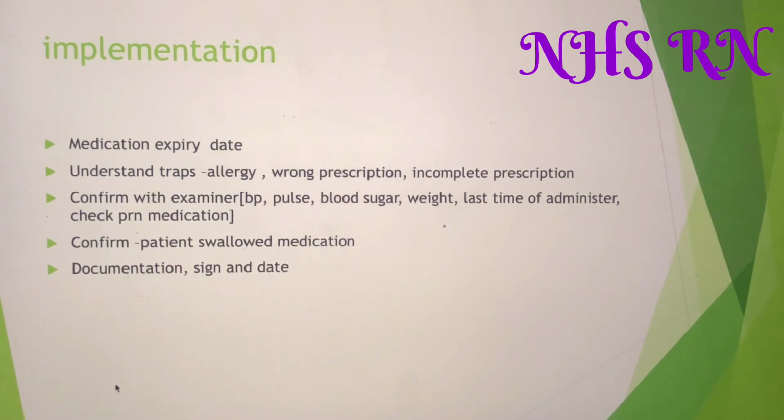The next one is, you can always confirm with your examiner the patient's BP or pulse, blood sugar, weight, and last time of administration. The last time of administration you will see in your chart. Or check the PRN medication. When you give analgesic medications, pain medication, you have to check the last dose. It might be a trap, not always, but it might be.